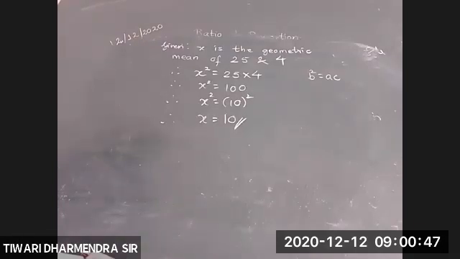You might get a question of this type: if x is a mean proportional of 25 and 4, then find the value of x. So we have to follow the similar steps. Only the way of writing is different. Yeah, we'll move to the next problem. Hope you have understood.